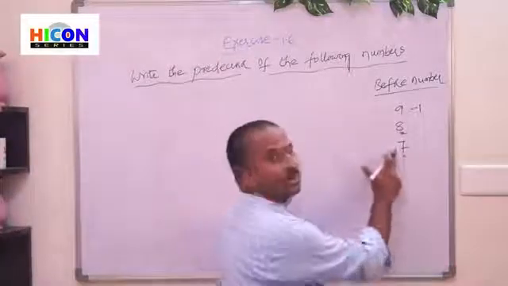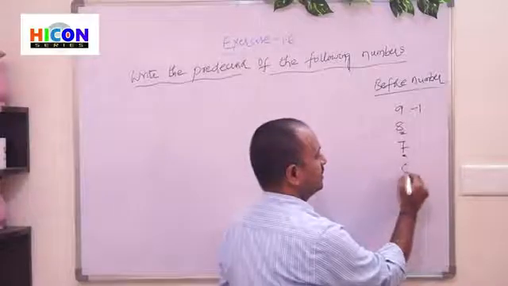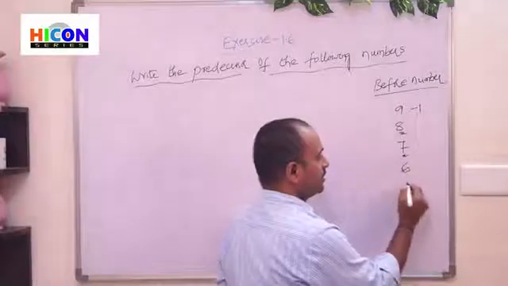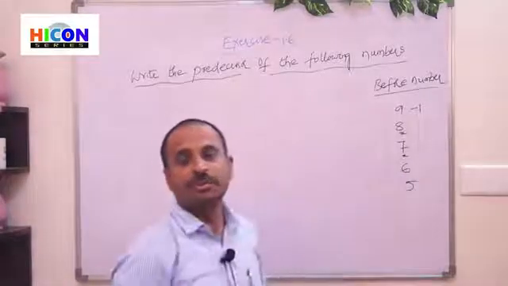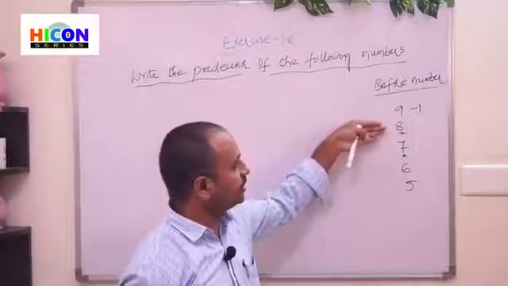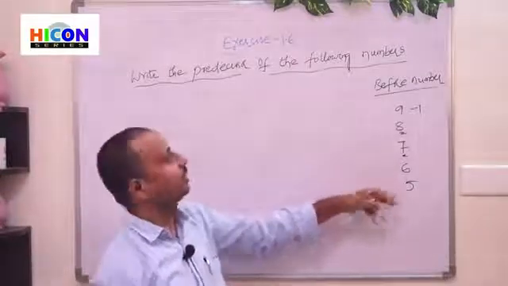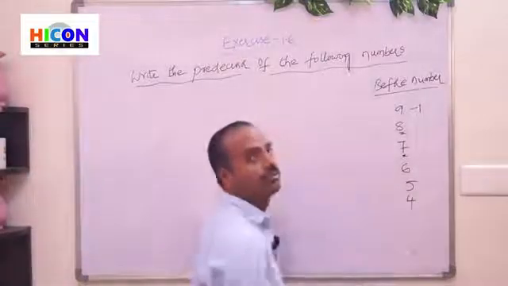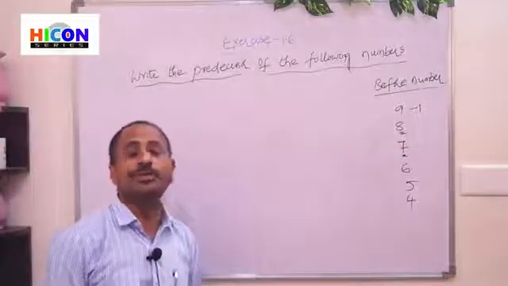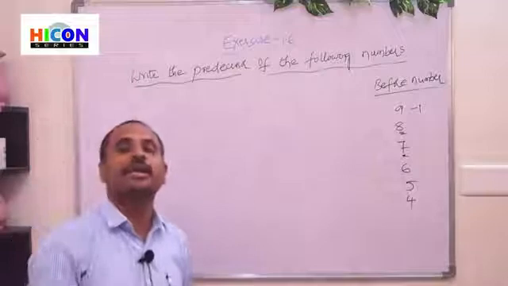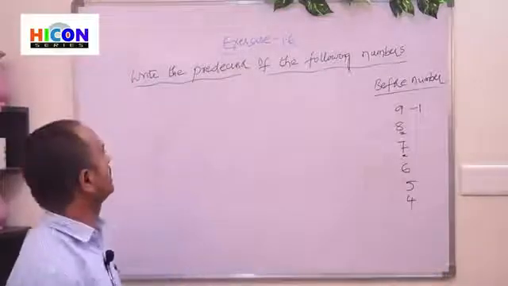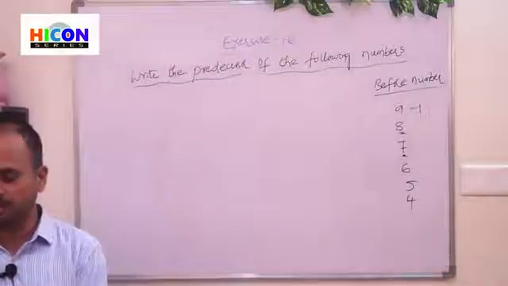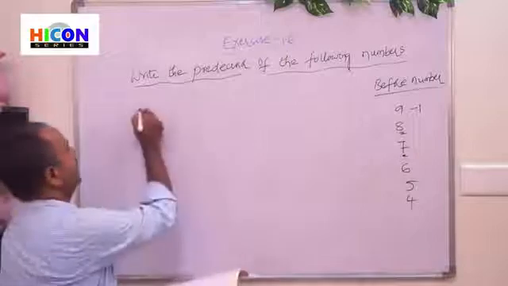In this way, what is the predecessor of 7? The predecessor of 7 is 6. What is the predecessor of 6? The predecessor of 6 is 5. So predecessor means the number which comes just before the given number. What is the predecessor of 5? The predecessor of 5 is 4. So children, in this way, we can write the predecessor of the given number just by subtracting 1 from the given number. So let us see some problems on predecessor, how to write the predecessor of the following numbers.